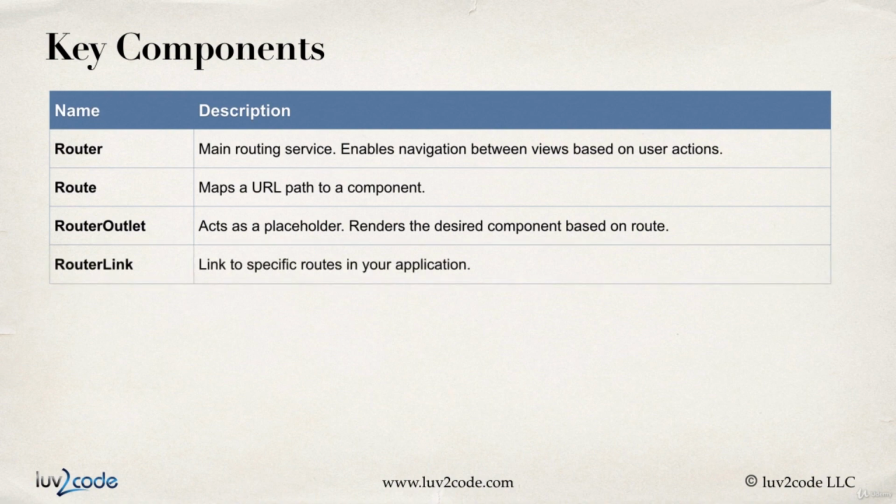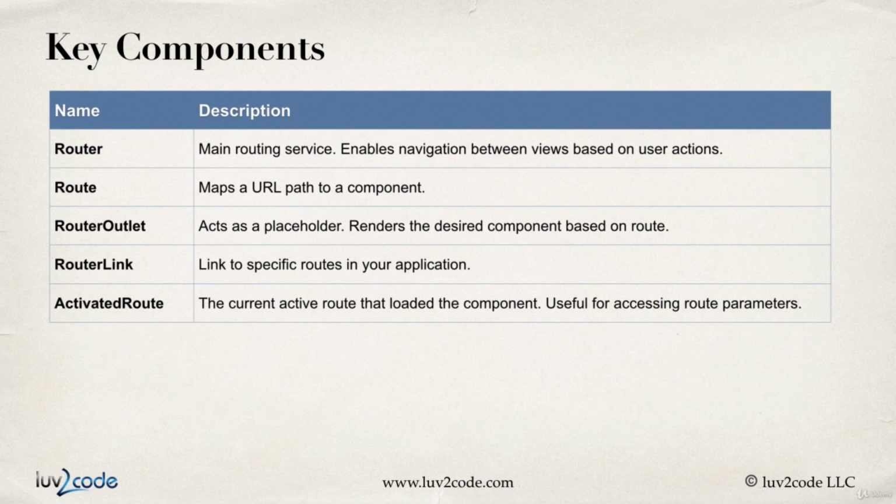You have the router link, so that's your link to specific routes in your application, kind of like that menu that we saw. And then we have an activated route. It's the current active route that loaded the component. And this is useful for accessing route parameters. So for example, we can use this to actually access the category ID that's passed over by a given router link.